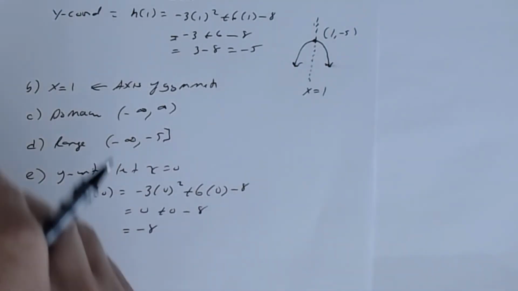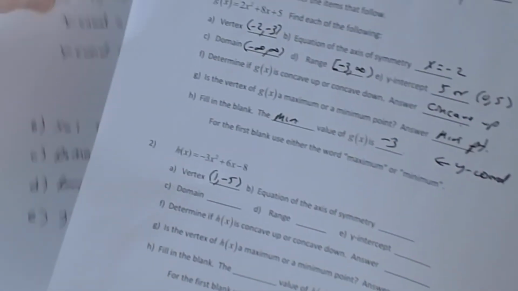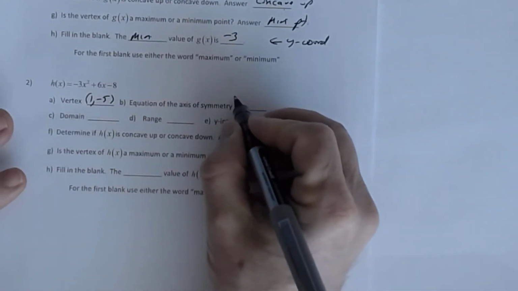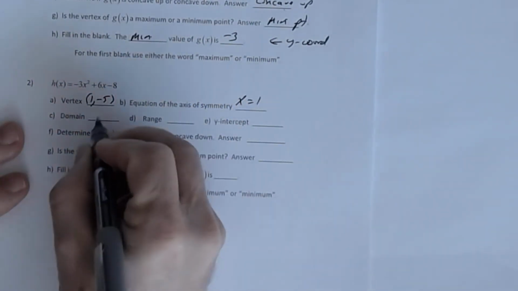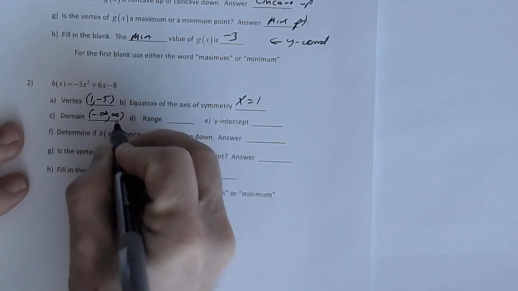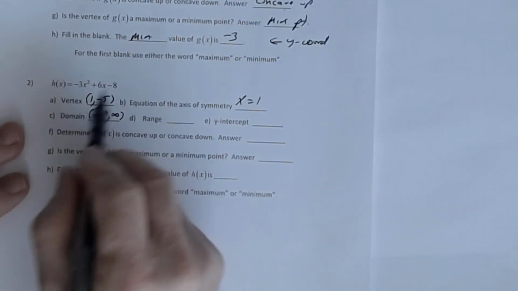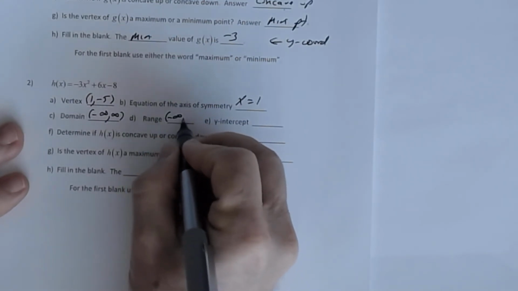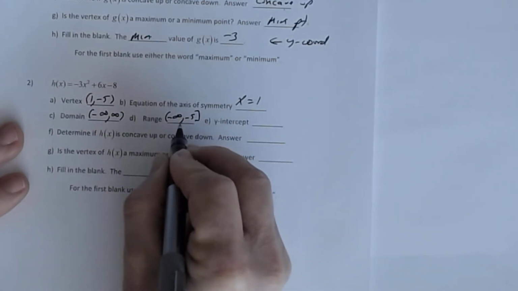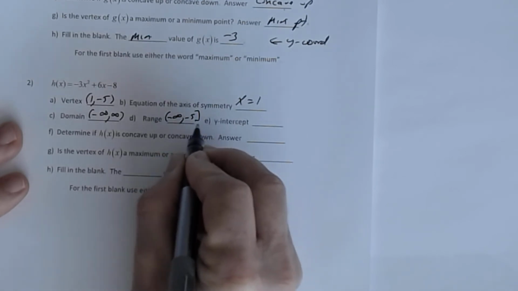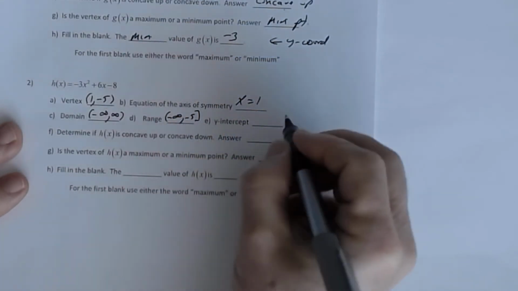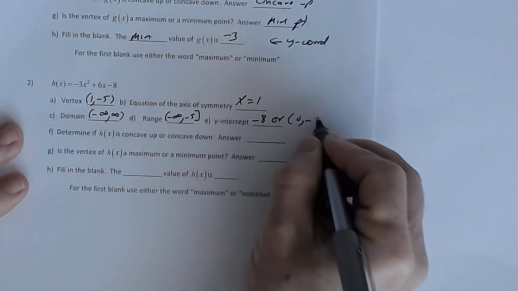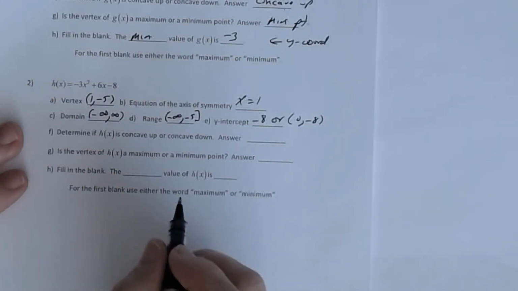All right, so let's go ahead and fill in some information at this point. So we found the axis of symmetry. So the axis of symmetry is x equals 1. We found the domain. It's all real numbers. In fact, the domain of all quadratic functions is all real numbers. We found the range. So the range is negative infinity to negative 5. Remember, the order matters. So don't say negative 5 to negative infinity. You go from smallest to largest. The y-intercept is negative 8, or you could have said 0, negative 8, because x is 0.